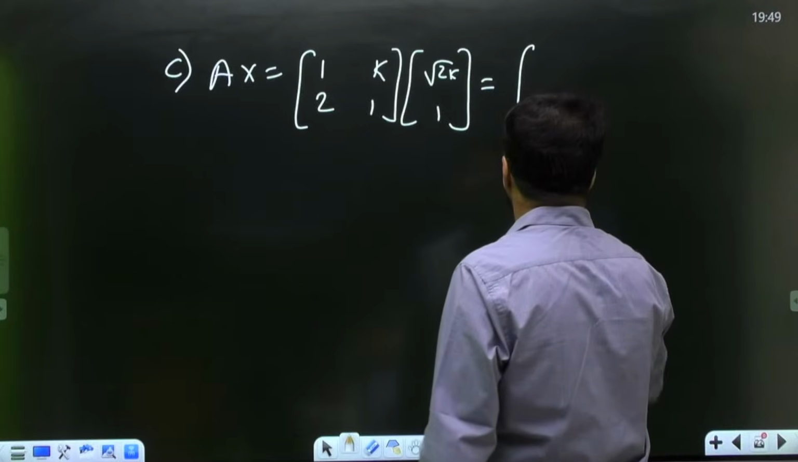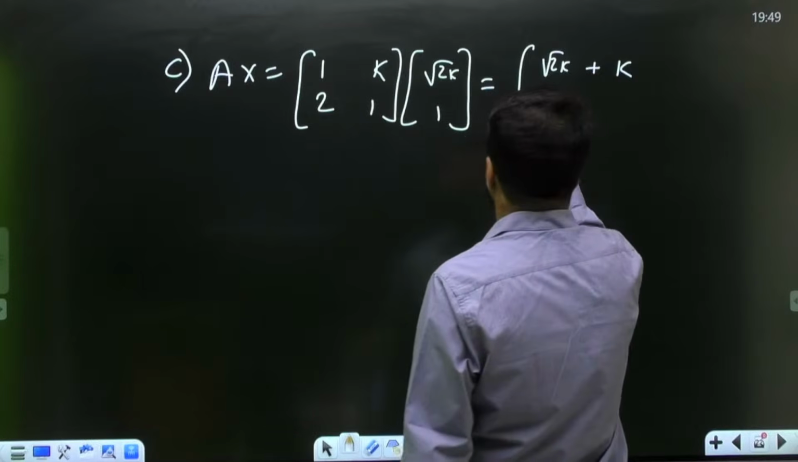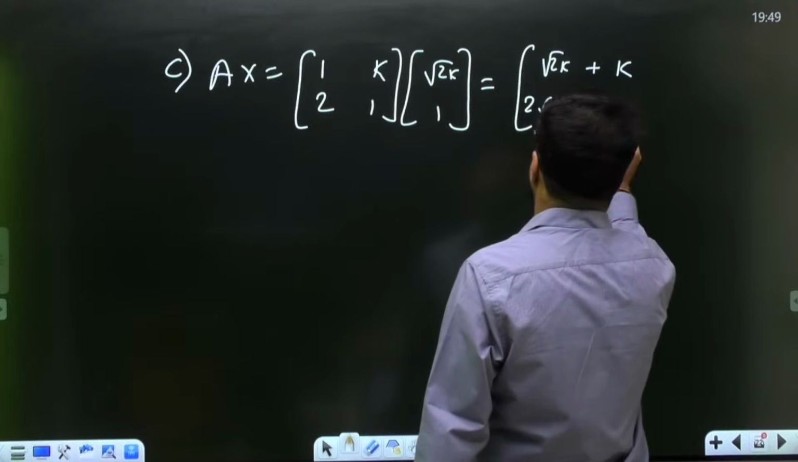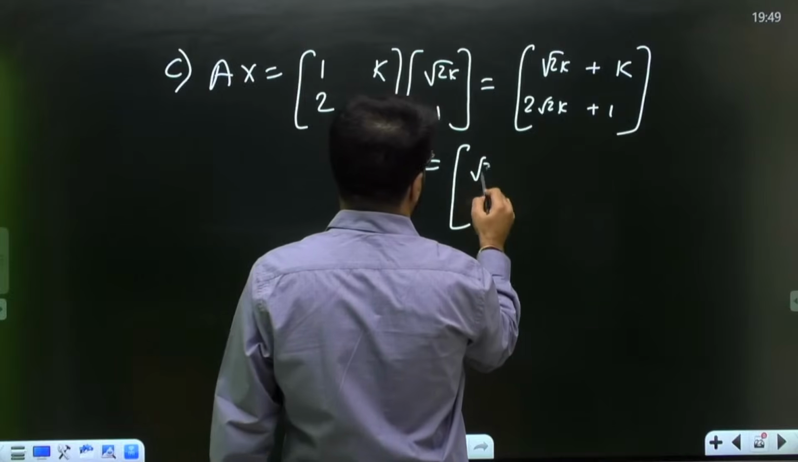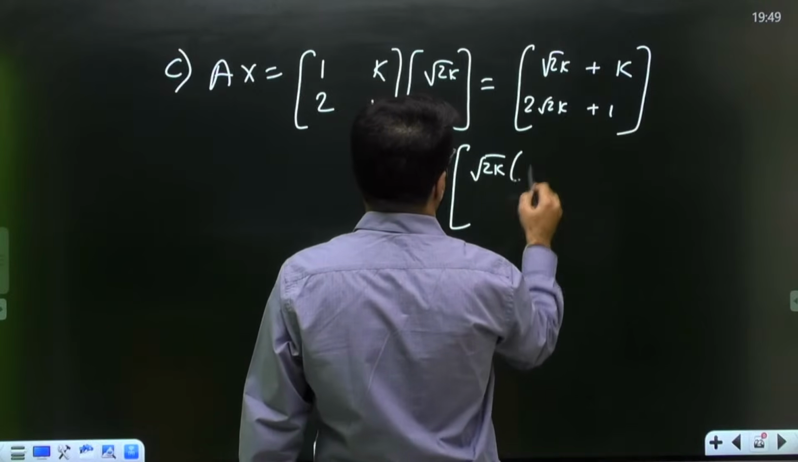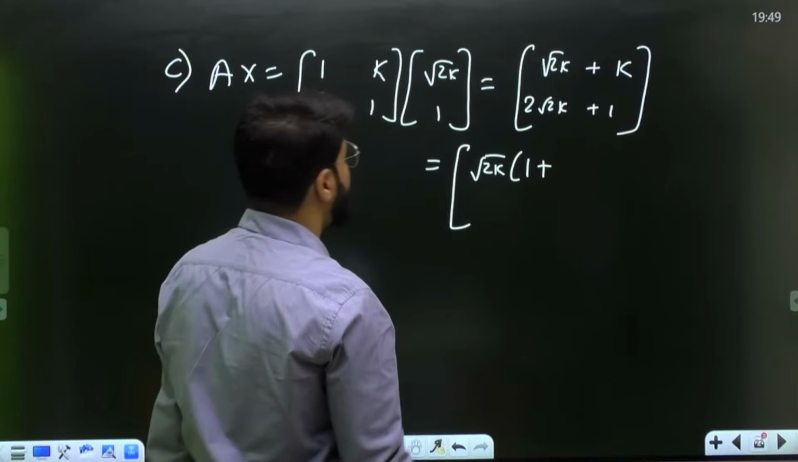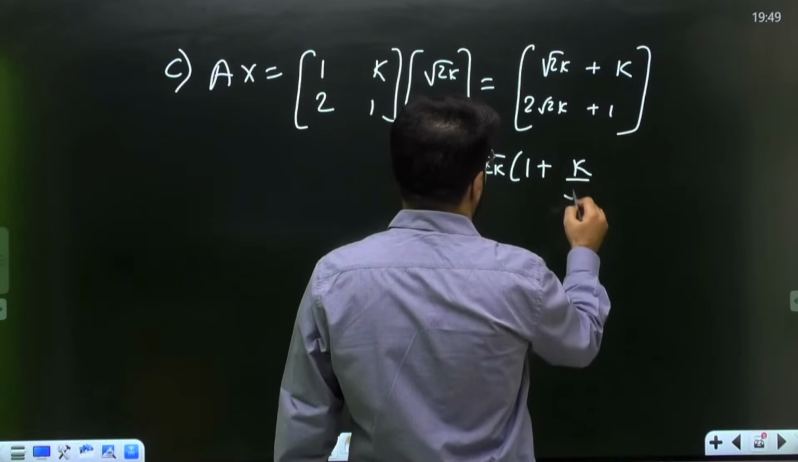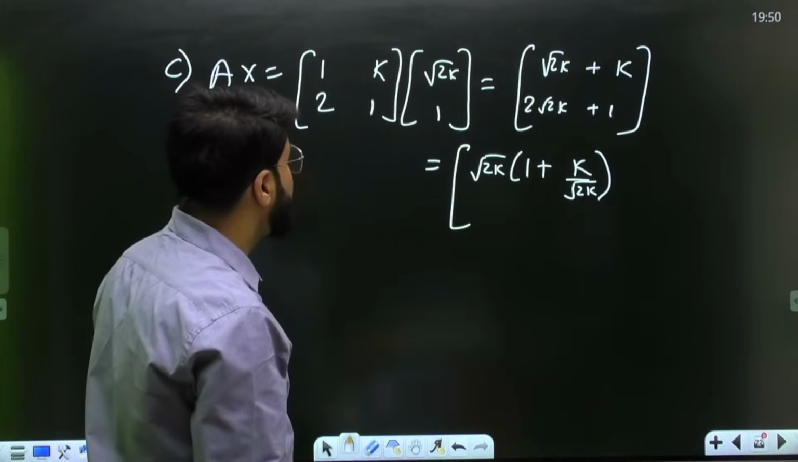Sorry. I'm getting root over 2k plus k. And next I'm going to get 2 root 2k plus 1. I want only 1 here, only from the numerator, so let me take root 2k common: 1 plus k by root 2k. No, that's not coming, that's what I told you. K by root 2k, so that cancels and only k by root 2 will be there.